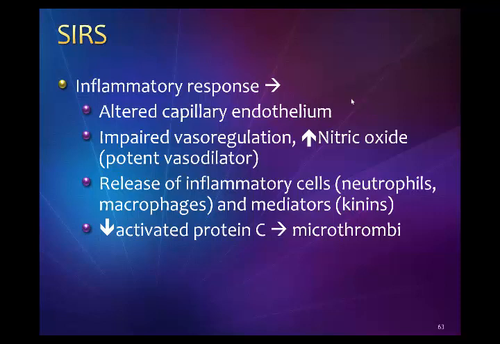There are releases of inflammatory cells, neutrophils, macrophages, and mediators, and then activated protein C is decreased in response to SIRS, and that's what leads to our DIC. So what happens is we have all these microthrombi that develop all over in our body. They cause ischemia to end organs wherever it is, hands, feet, gut, and all the clotting factors are used up creating all these microthrombi, and then we don't have any, and then we bleed.